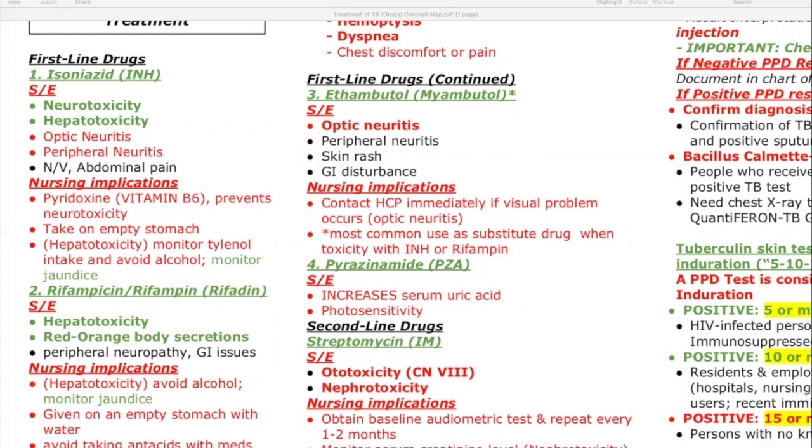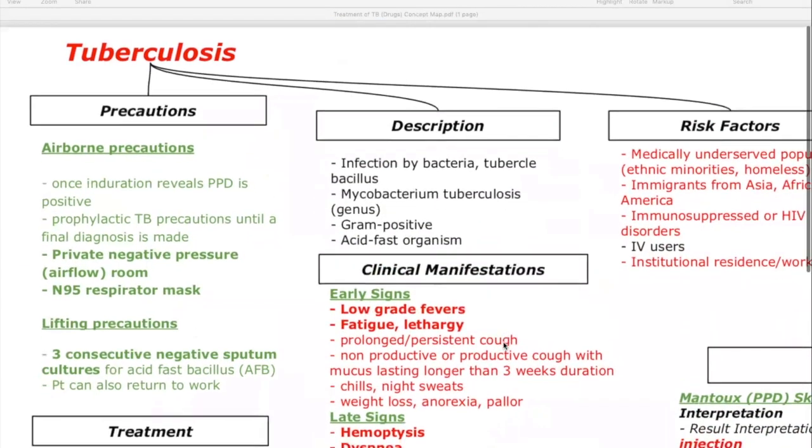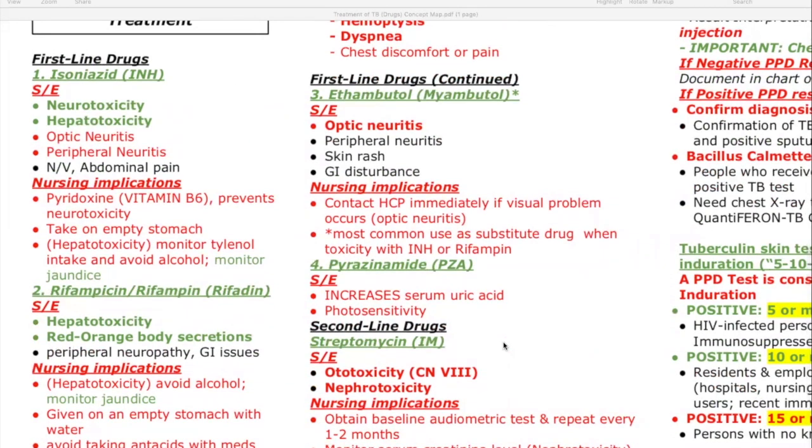Nursing implications that relate to these side effects, specifically for ototoxicity: as nurses, we should remember to obtain a baseline audiometric test and repeat every 1 or 2 months to assess for ototoxicity. And since it's nephrotoxic, we also want to monitor serum creatinine levels, just to assess how the kidneys are functioning. So that's it for this concept map on tuberculosis. I hope you enjoyed it, and good luck in your studies.